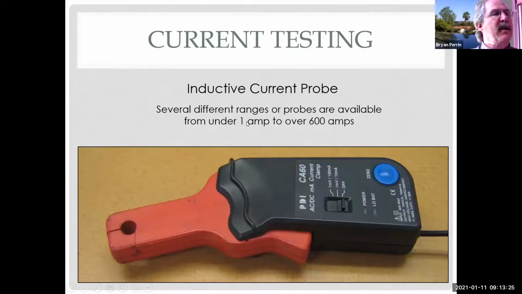An inductive clamp, which I have here, is a little bit different. What it does is I'm able to clamp just around a wire. And then I have two scales on this one. I can say 1 millivolt equals 10 milliamps or 1 millivolt equals 100 milliamps.